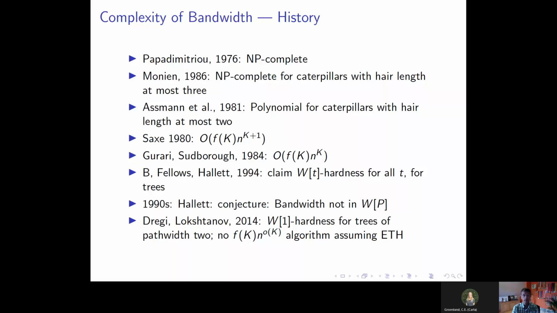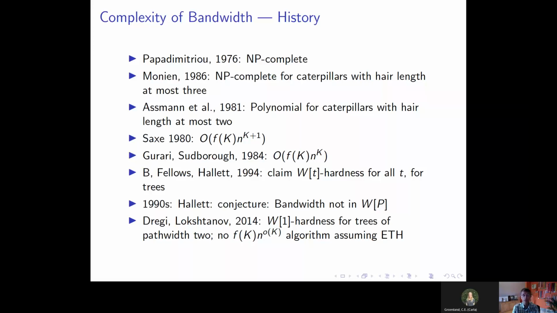In 1981. The parameterized version is known for a long time to belong to the class XP. In 1980, Saxe showed that this problem can be solved in n to the k plus 1 time, which was later improved by Gurari and Sudborough to n to the k time. In 1994, Mike Fellows, Mike Hallett and I wrote a paper where, among other results, we claim that the bandwidth problem is hard for all the classes W[t], for all integers t, even if the input is a tree. But the proof was not written down for many years.